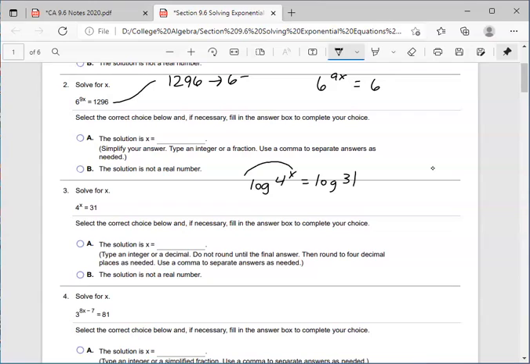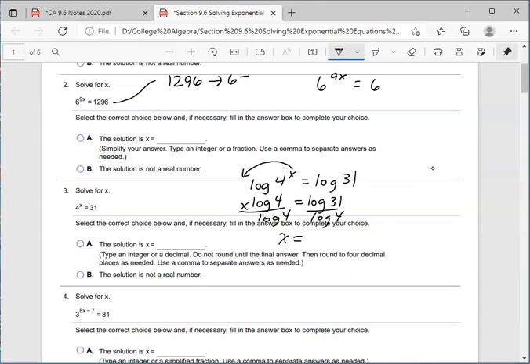So you would move the x in the front. So you go the log of x times the log of 4 is equal to the log of 31. Divide both sides by the log of 4. And so x is going to be the log of 31 divided by the log of 4. And they're wanting us to not round until the final answer, then round to 4 decimal places as needed.